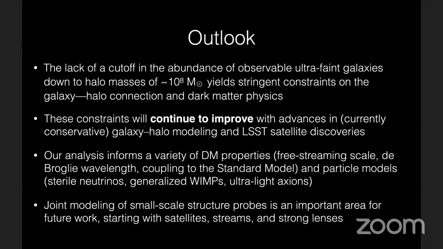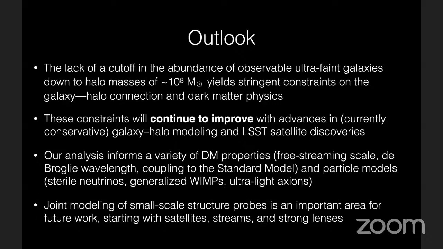Okay, so I've reached my last slide. Just want to summarize briefly the main points. The lack of a cutoff in the abundance of observable ultrafaints down to this 10 to the 8 halo mass scale yields really strict constraints on the galaxy-halo connection and also on the physics of dark matter. And I find this really compelling because it informs a really large variety of dark matter properties, from its free streaming length to its standard model coupling to even some of the more exotic things I showed you at the end.